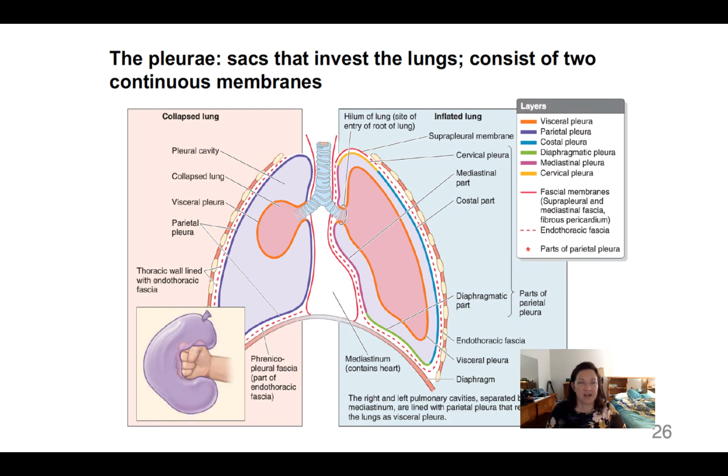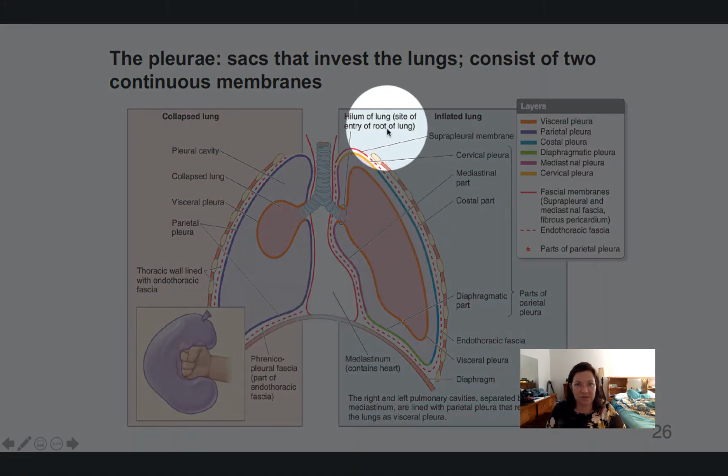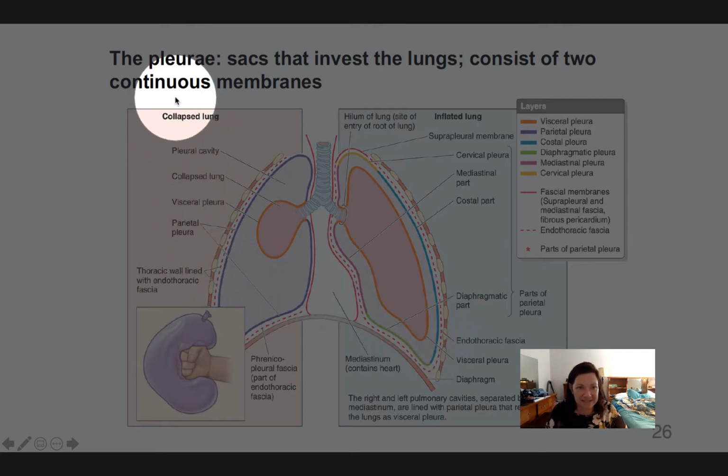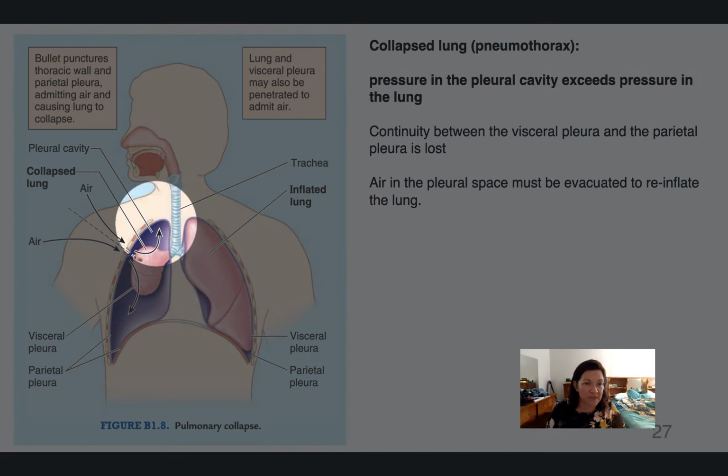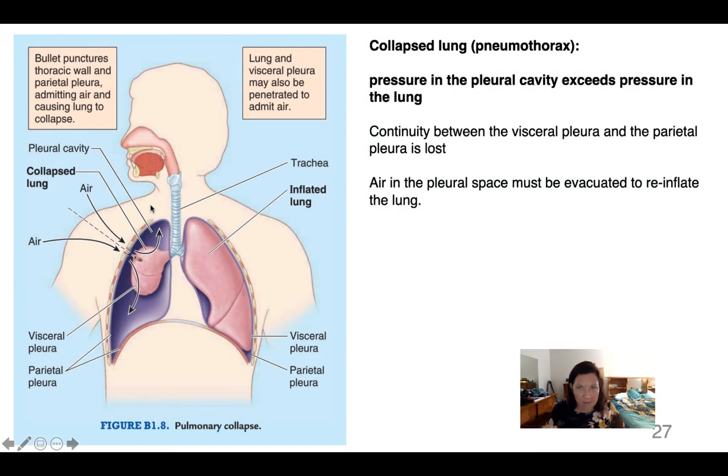Now, this is the normal scenario, so we have a normally inflated lung. On the right is a collapsed lung. And so what's happened in this scenario is that the lung has lost volume, collapsed, and most of the pulmonary cavity is now taken up by the pleura. And this can happen in a number of ways clinically. If the pleural space is filled with air, this is probably the most common scenario, it's called a pneumothorax, literally air in the thorax.